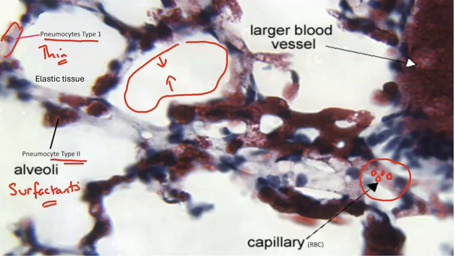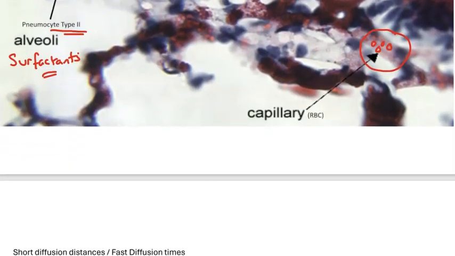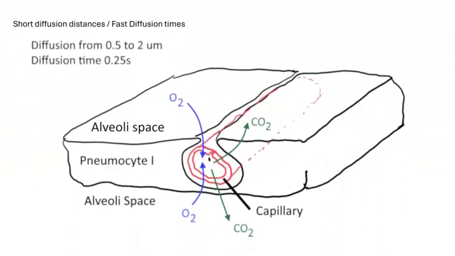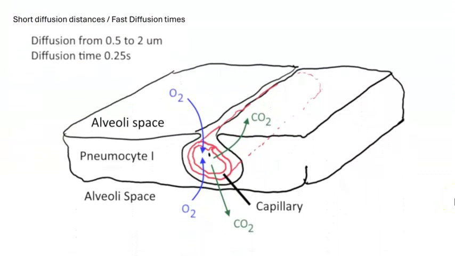Let's take a look at cell adaptation. So the diffusion distances are not just small because of the size of the structures, but because of the intimate relationship between the capillaries and the pneumocyte ones. And I've tried to illustrate this here.